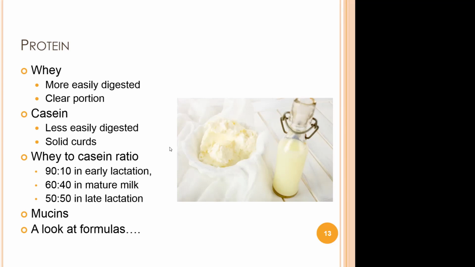Whey is the clear portion of milk protein, and casein is the more solid curd component. If you remember the nursery rhyme, the line curds and whey, well, that's what we're talking about here. Whey is what gives a white, cloudy, or opaque property to milk. It forms soft, flocculent, or fluffy-like, easily digestible curds, and whey is the more easily digestible between the two.